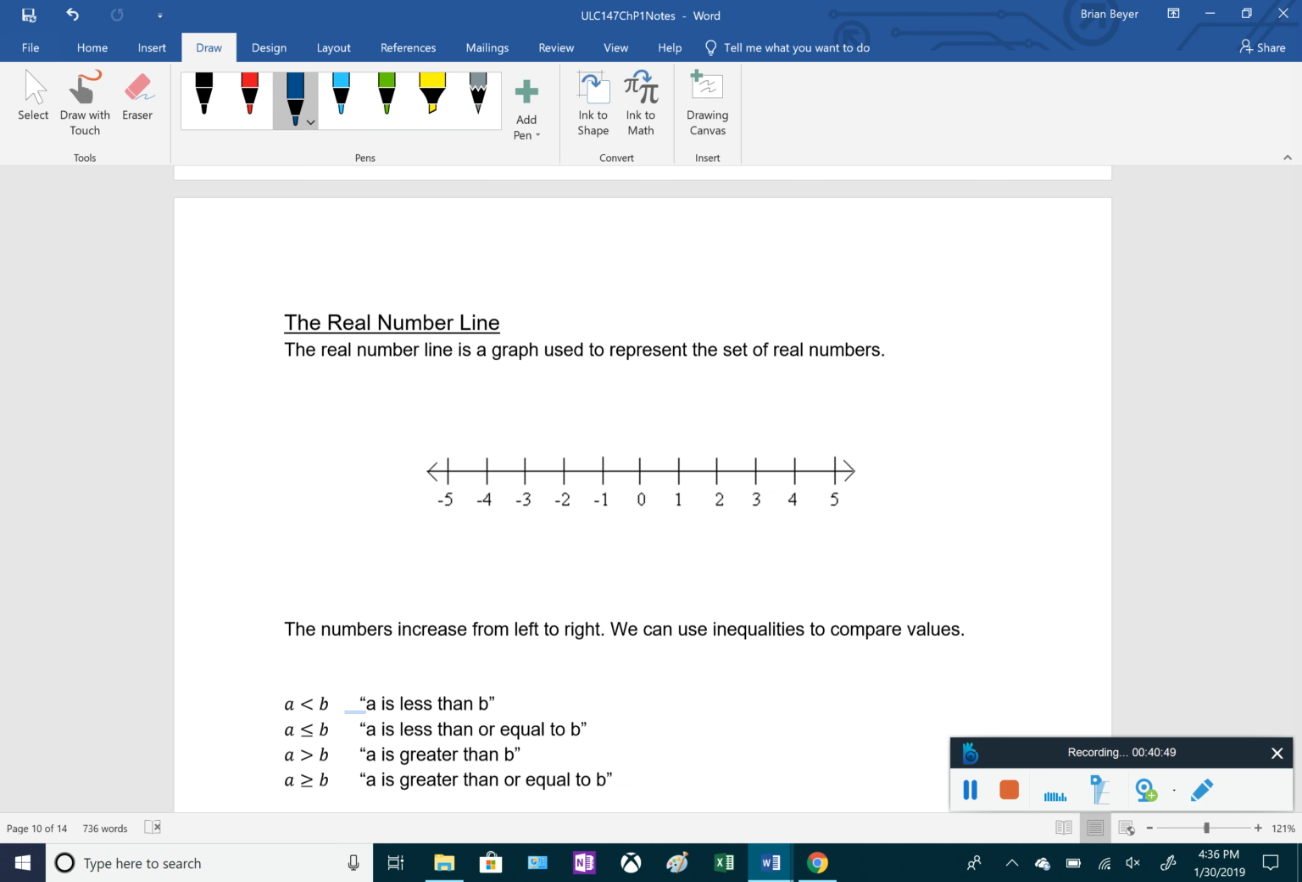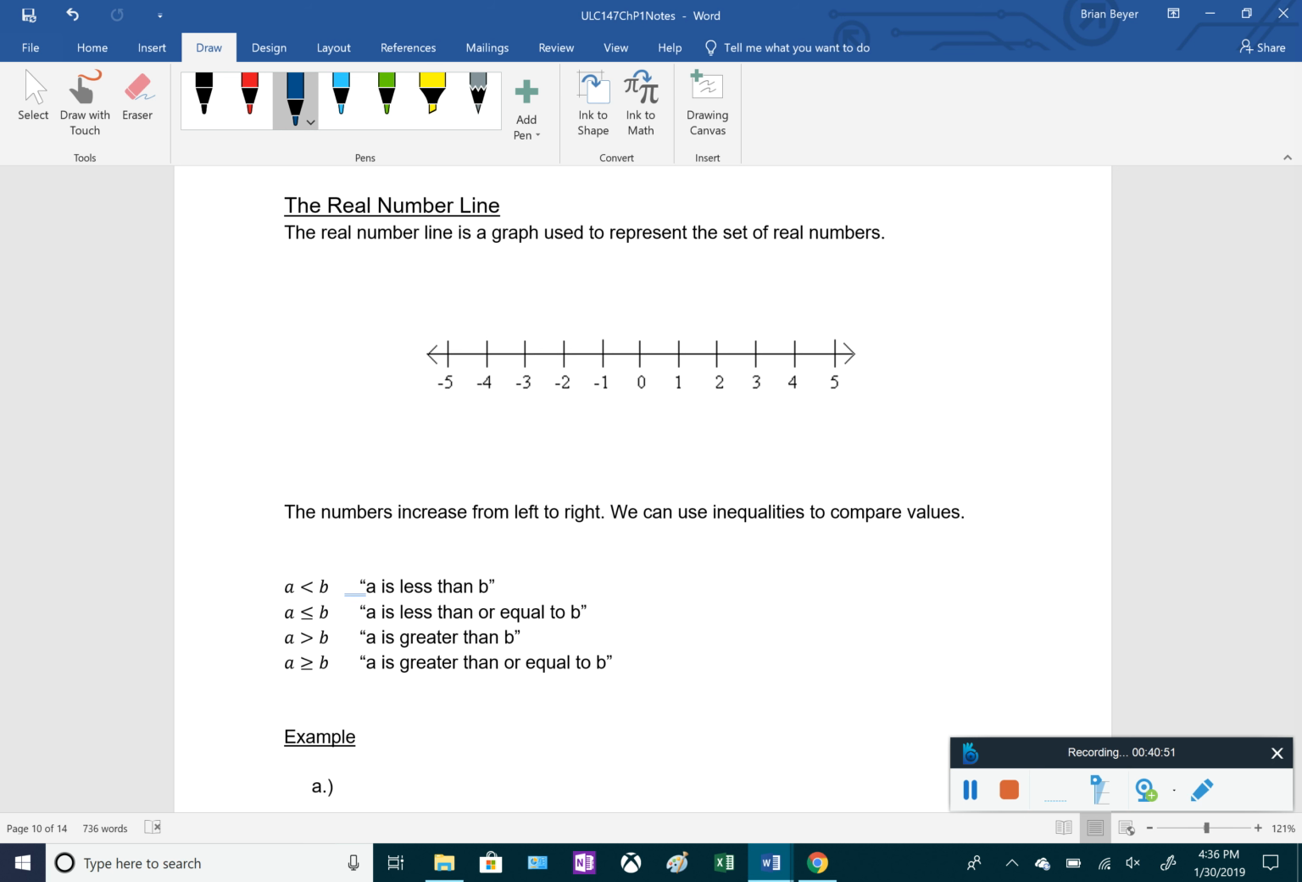All right, for the next thing, a couple more things left for this section. The real number line. The real number line is essentially a graph, and we use it to represent the set of real numbers. It just looks like this. I'm sure we're familiar with it. We have 0 here in the middle. Everything to the right are positive numbers, and everything to the left are negative numbers. And the numbers increase from left to right.